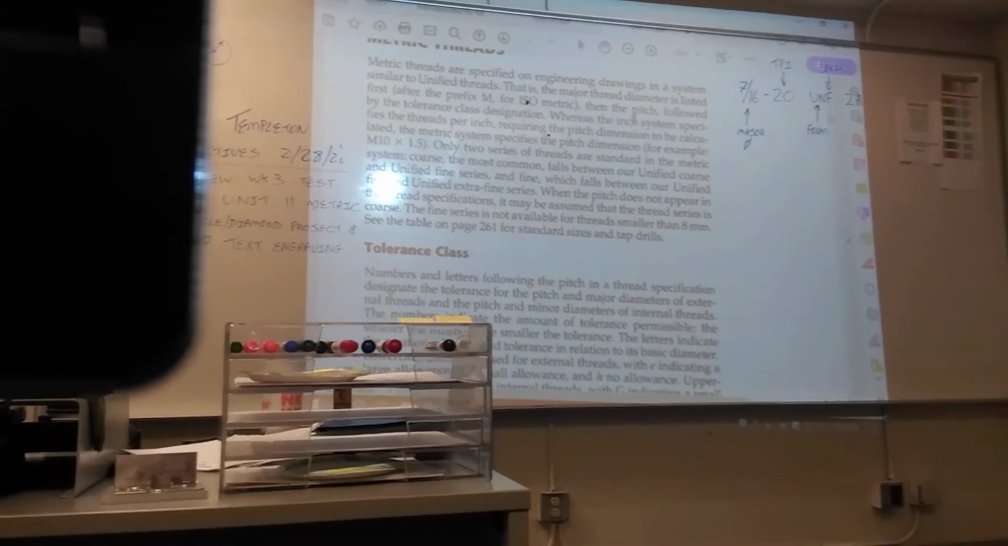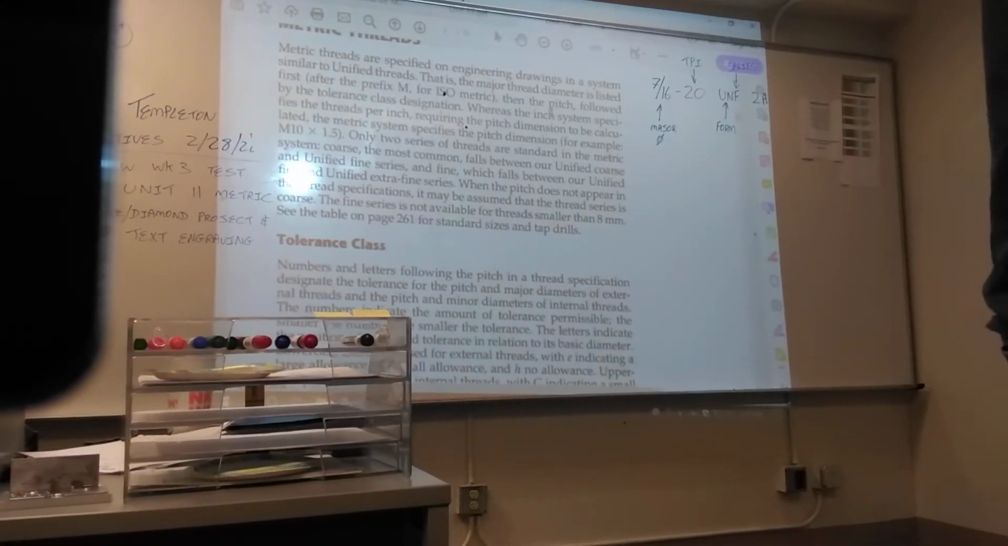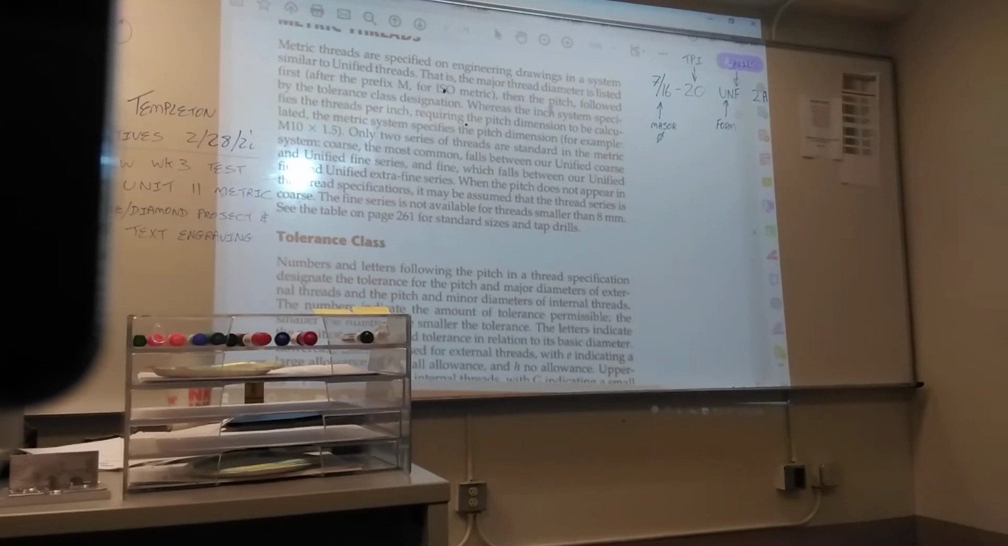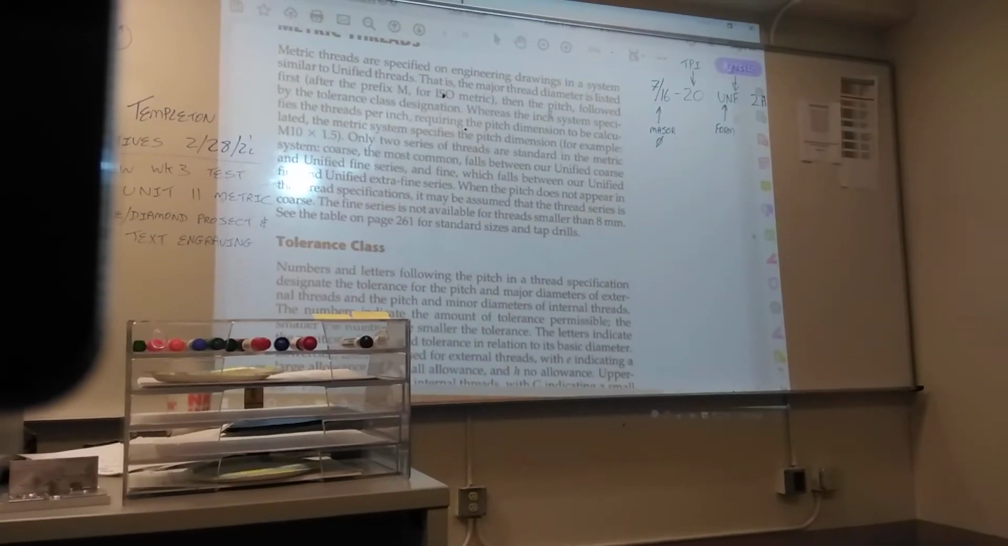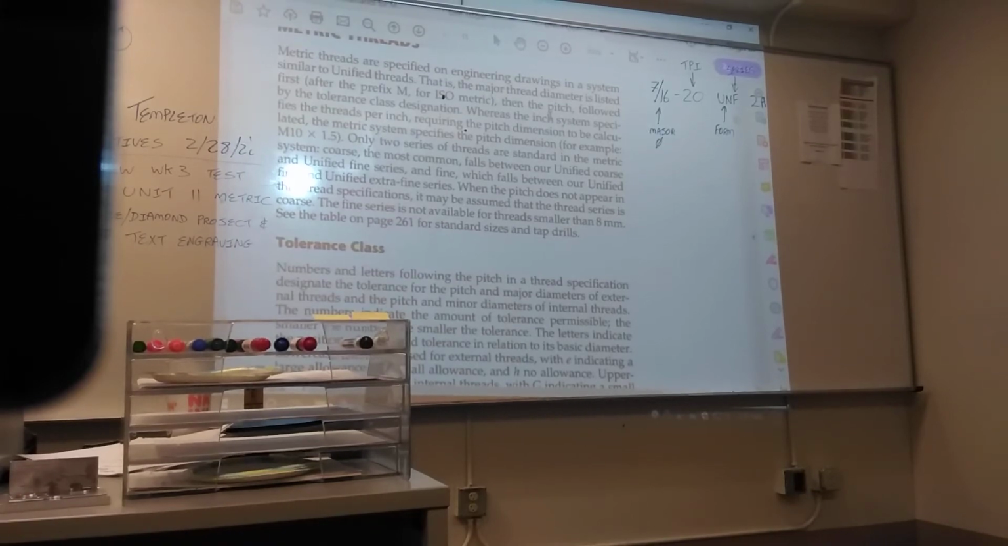Page 221. What is the form trying to tell you? That's the name of the form, but what is it trying to tell you? The shape of the threads. So again, what is it trying to tell you? It's trying to tell you what kind of threading tool you need to use.